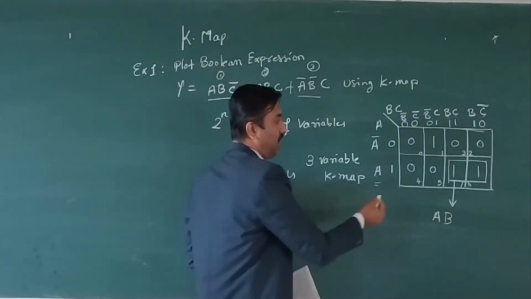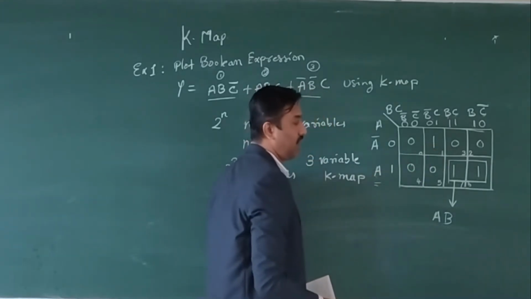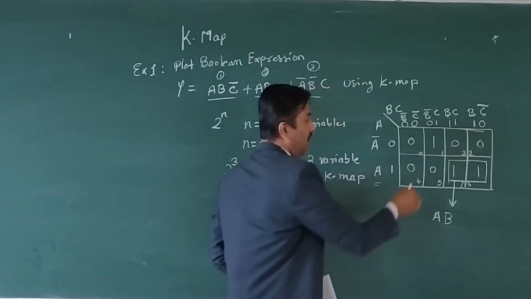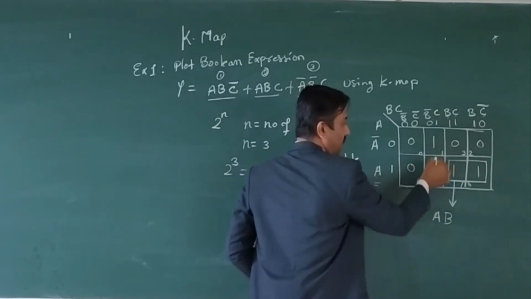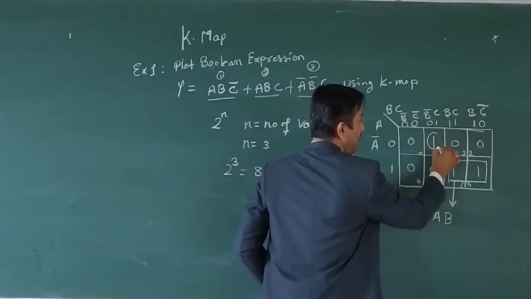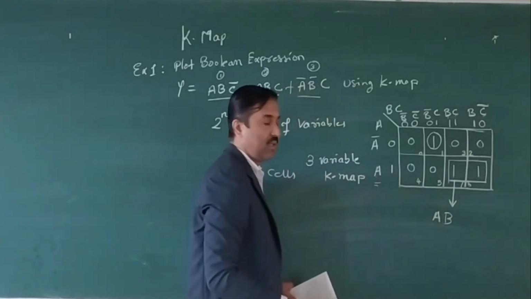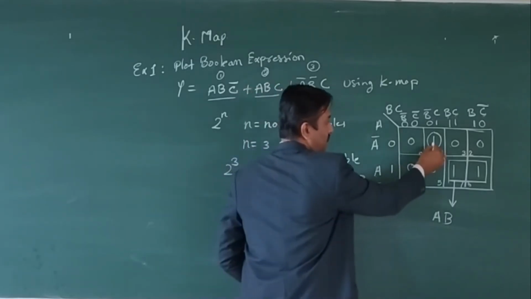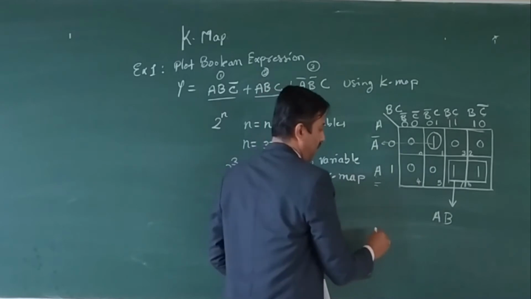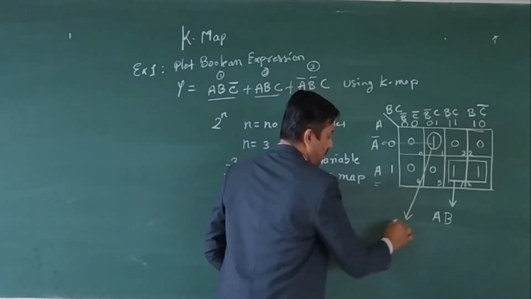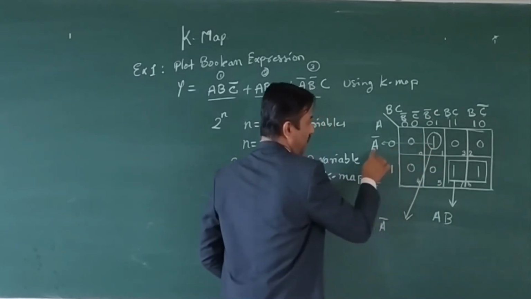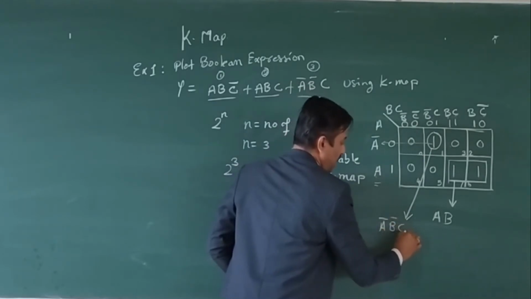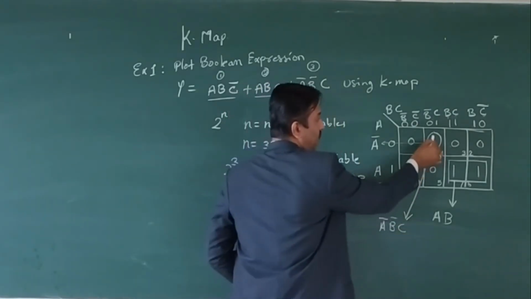Next, you can see the one which is remaining in cell number 1. You find that there are no adjacent ones present here. Neither this cell has any adjacent one, nor this, nor this. So this is an isolated one. So what we have to do is represent the terms for this one as it is. For this, you see the term is A bar. So when I write an expression, it becomes A bar. And for this, you see B bar and C. So for this one, it is B bar and C.